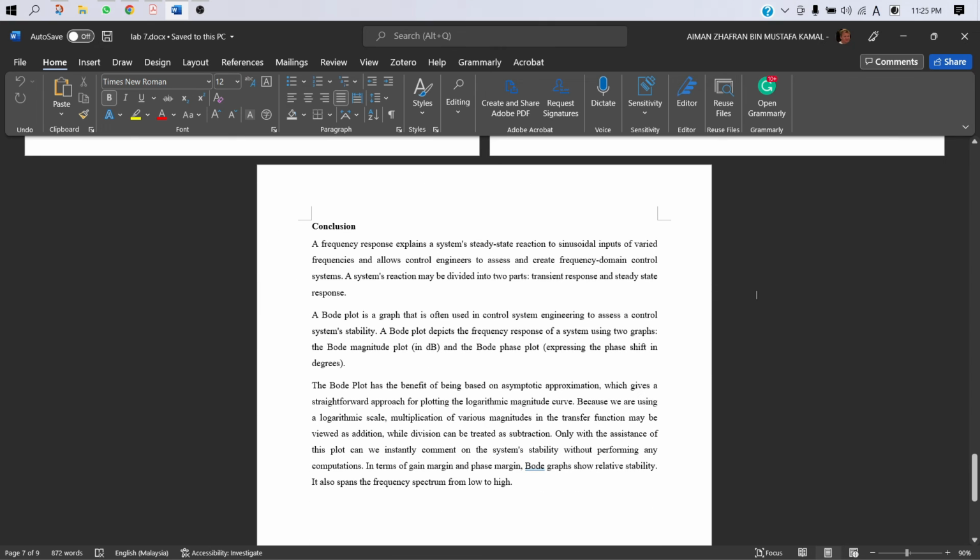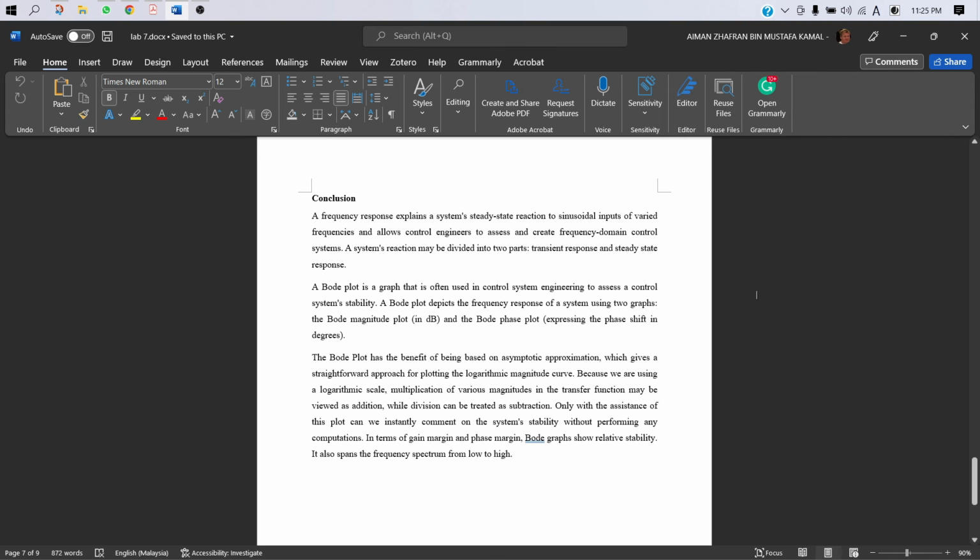So, for the conclusion, the frequency response explains a system's steady-state reaction to a sinusoidal input of varied frequency and allows control engineers to assess and design frequency domain control systems. And a Bode plot, by definition, is a graph that is often used in control system engineering to assess a control system's stability. The Bode plot has the benefit of being based on asymptotic approximation, which gives a straightforward approach for plotting the logarithmic magnitude curve because we are using a logarithmic scale.